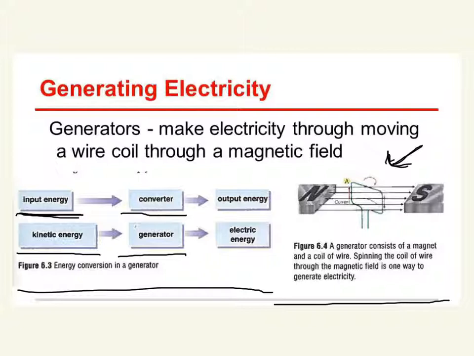Like we said before, generators make electricity through moving a coil of wire through a magnetic field. So this input energy is helping move that coil of wire in the magnetic field. And then what we get is our output energy, and in this case it is our electrical energy.